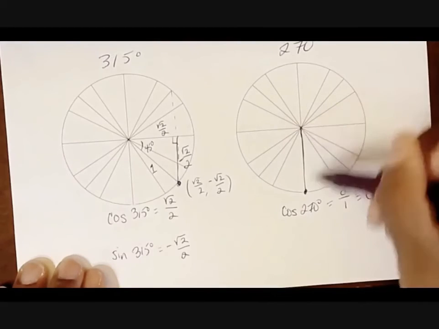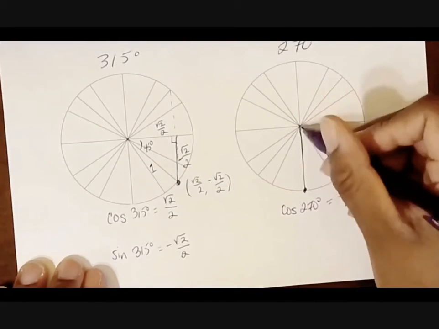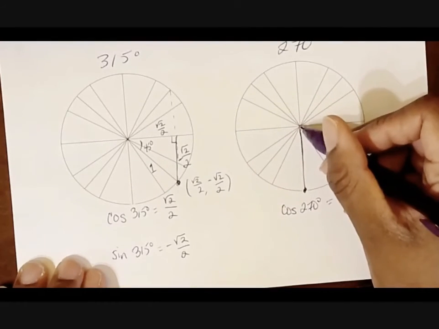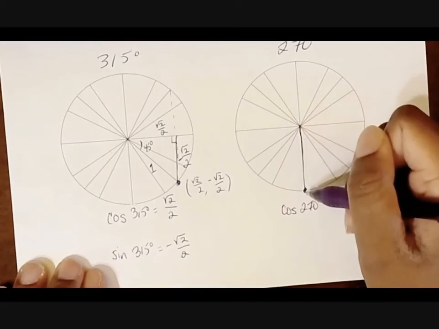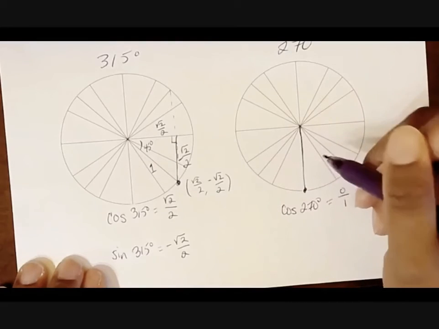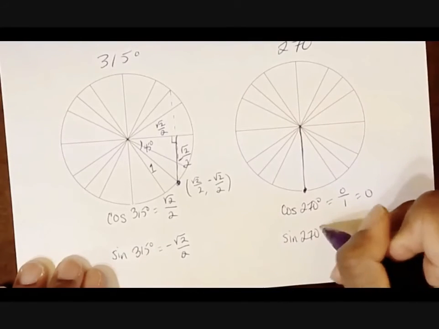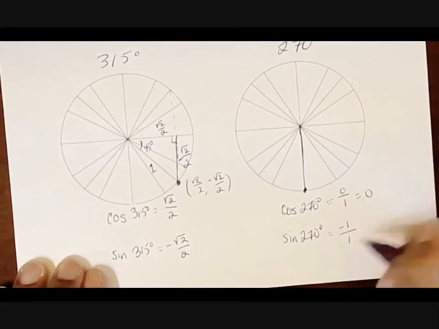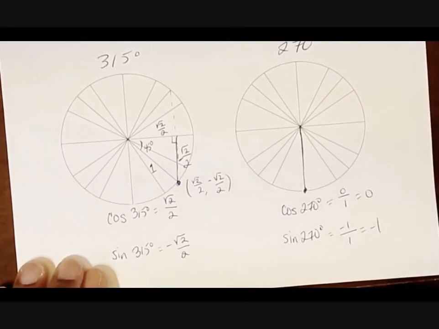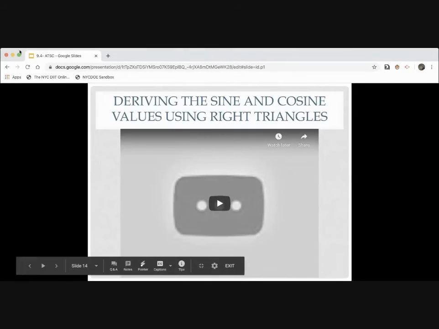However, for the sine values, since this is the unit circle, this has a length. Your opposite side, if we were to look from a reference angle, would have a distance of 1. However, since we're in between quadrants 3 and 4, and your y values are negative there, sine of 270 is negative 1 divided by 1, which is negative 1. Okay. So now, let's move on.